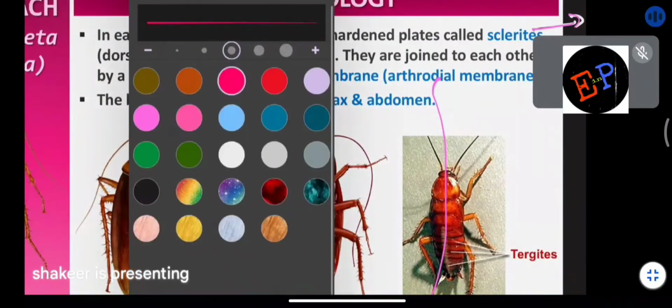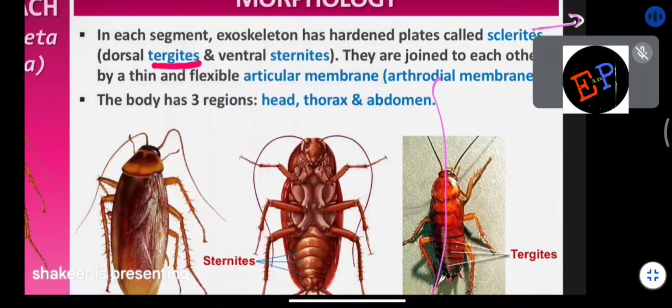On the dorsal side, what do we name them? On the dorsal side, we name them as tergites. Dorsal side means what? On the back side. Are you able to understand? And on the ventral side, they are called sternites. Are you able to understand?